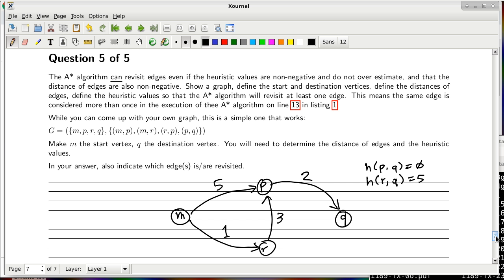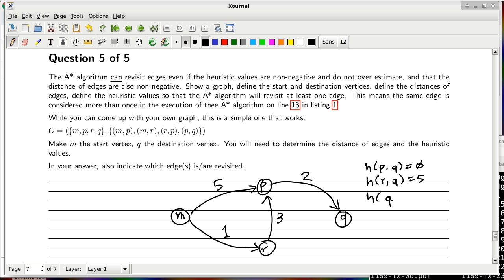What you can do is finish up the heuristic values. We already have H of PQ and H of RQ, and we just need H of MQ and H of QQ. Those two are irrelevant. You can use whatever legal value you want. Let me write it down here.